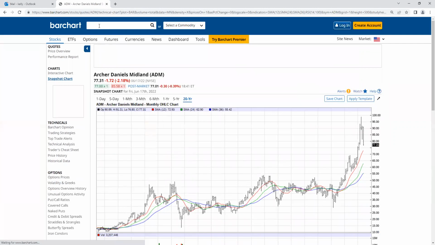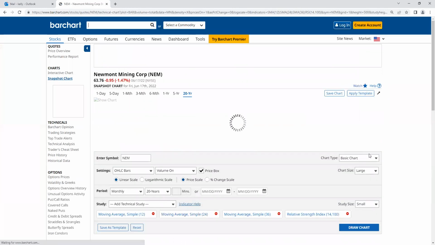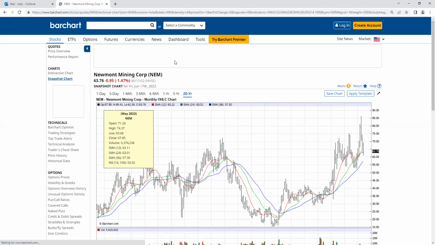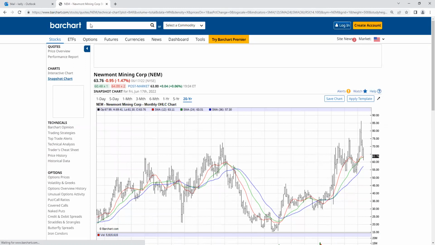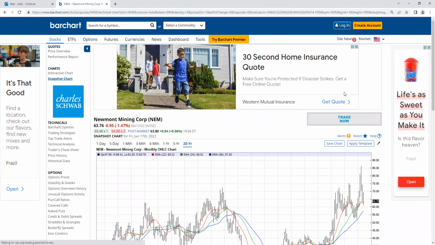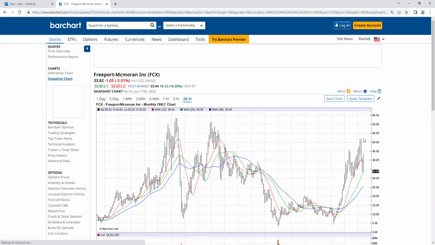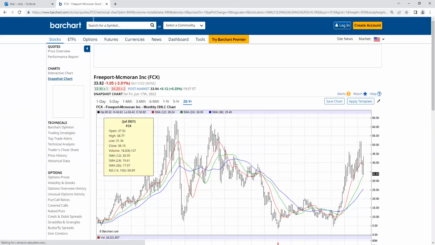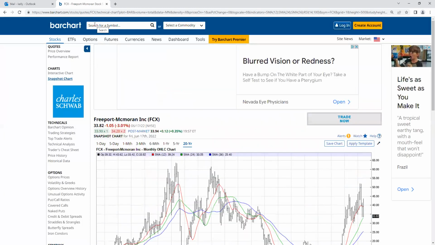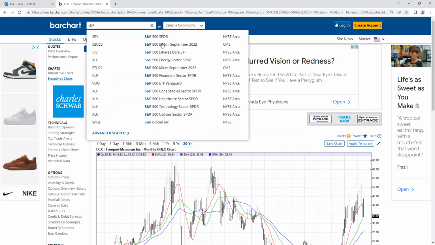Okay, now let's go to gold. Newmont Mining. That looked like it might have peaked. Okay, now let's go over to copper. Freeport McMoran. That looked like it might have peaked. Okay, and that just gives you a little bit of an idea. So that gave you a little bit of an idea on the options, a little bit on the currency, and a little bit on some of the commodities.